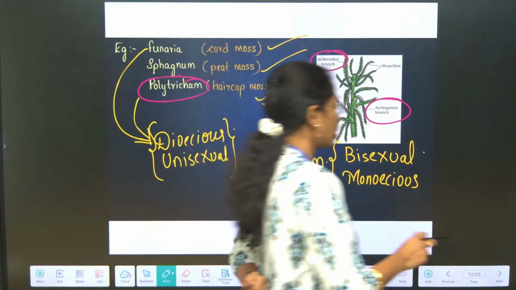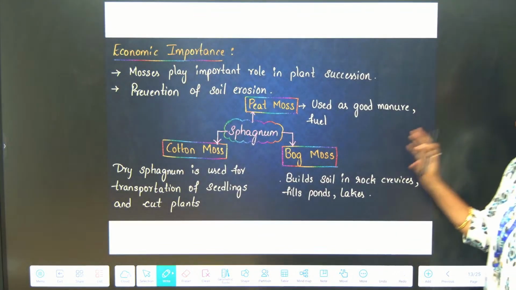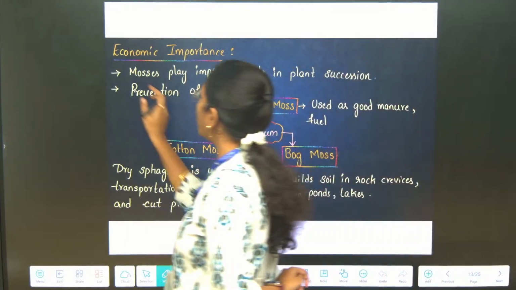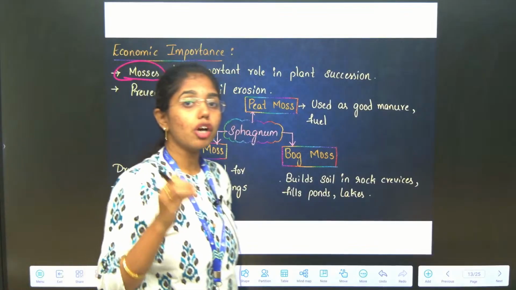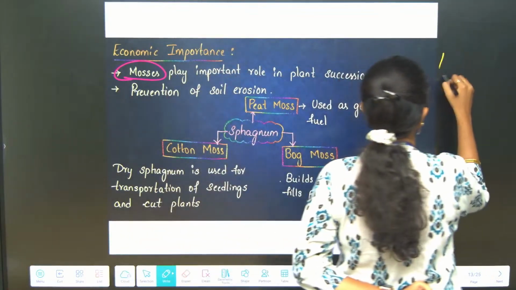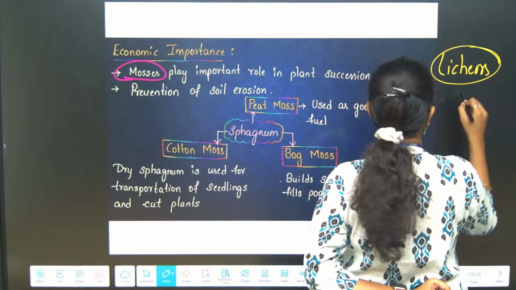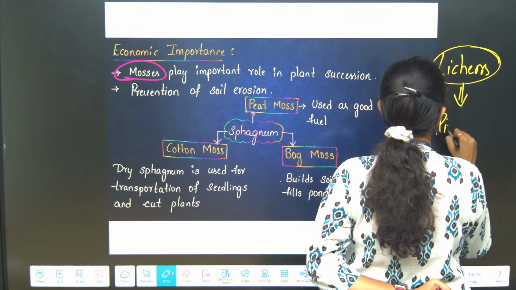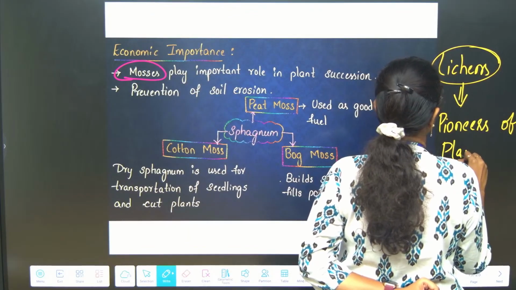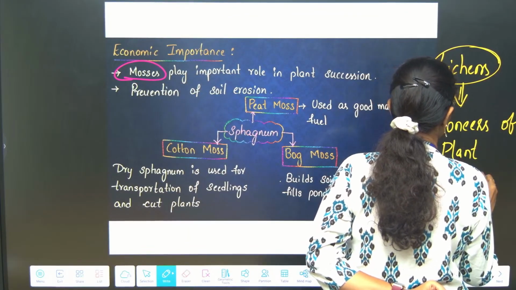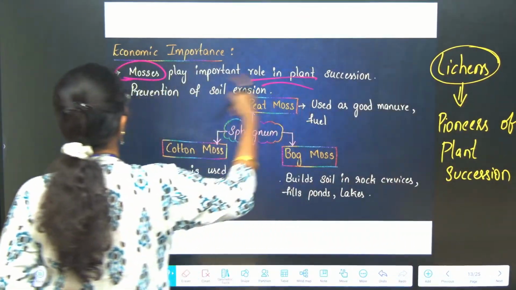Next, look into the economic importance of bryophytes. Mosses play a major role in plant succession. Of course, the pioneers of plant succession are what? Lichens. Lichens are the starters of plant succession, popularly called the pioneers of plant succession. Fine, right ma? So, mosses play an important role in plant succession.